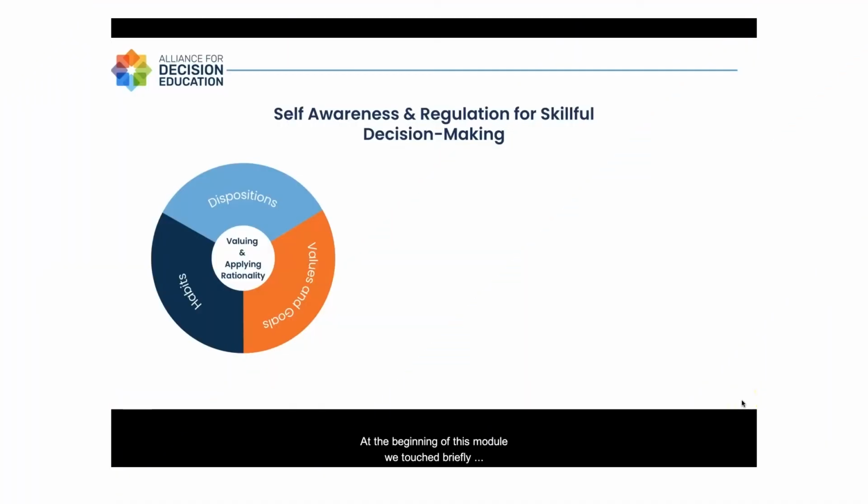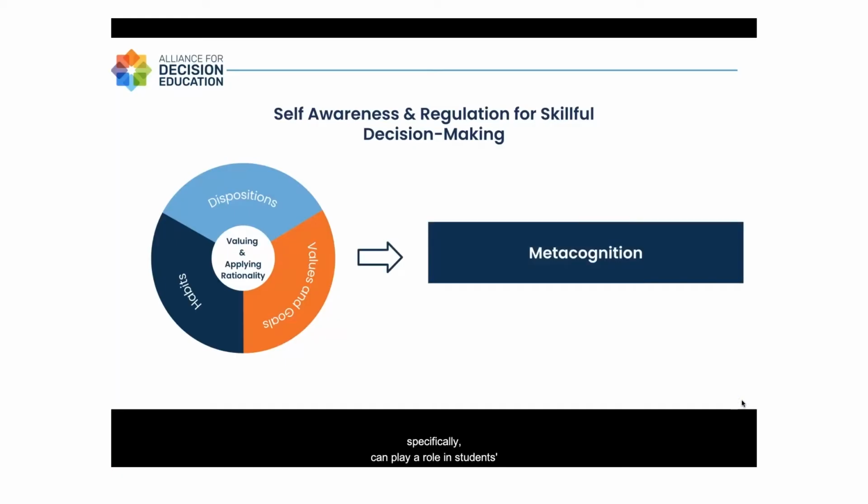At the beginning of this module, we touched briefly upon how self-regulation and metacognition can contribute to a decision maker's rationality. In this video, we are going to delve a little more deeply into some of the research that shows us how metacognition specifically can play a role in students' learning and behaviors in school and beyond.